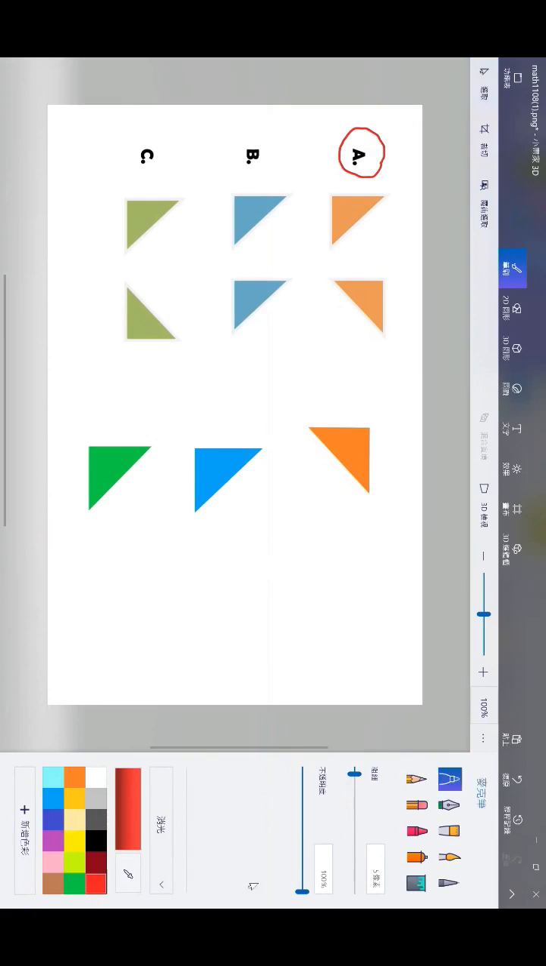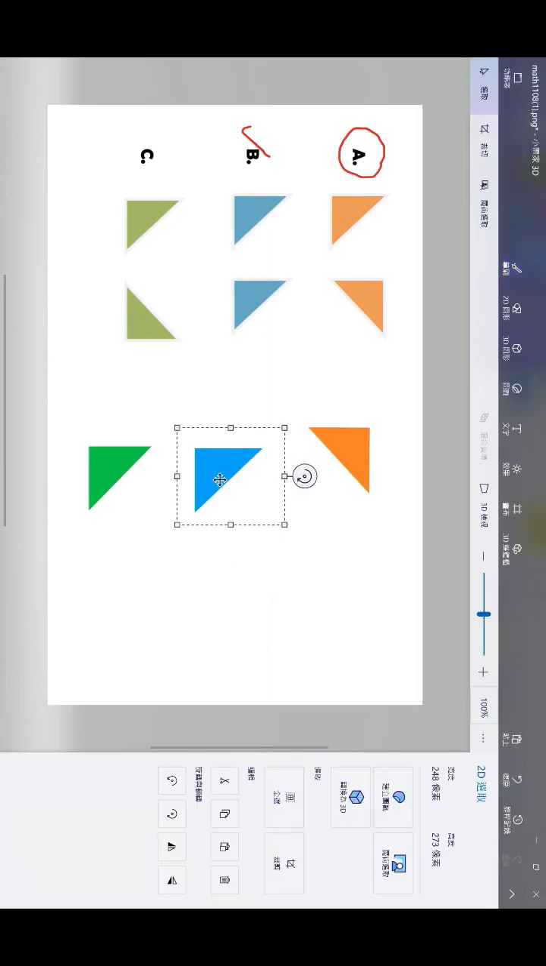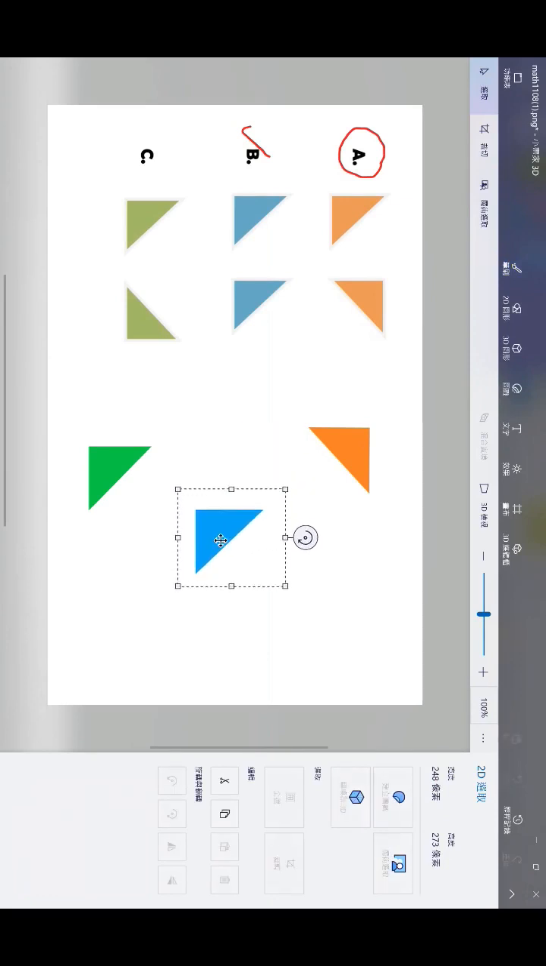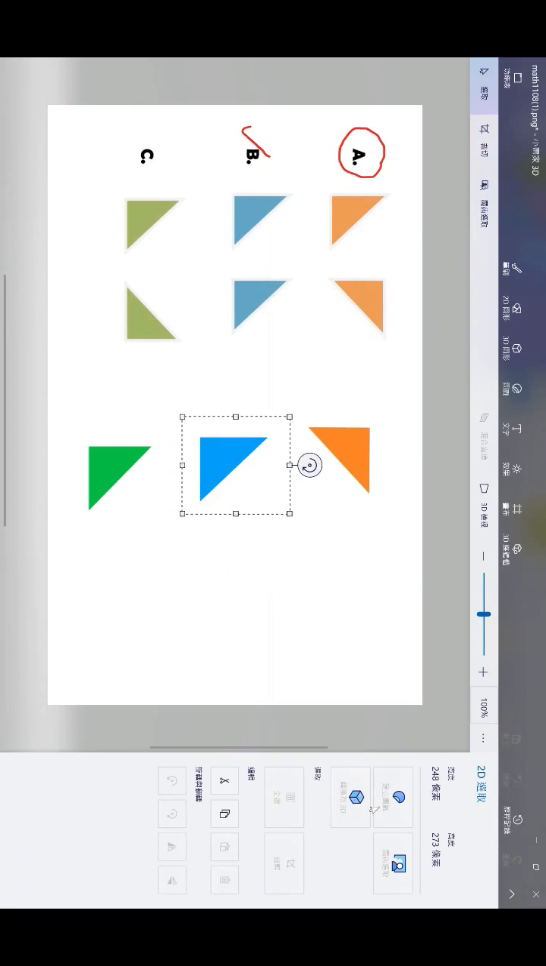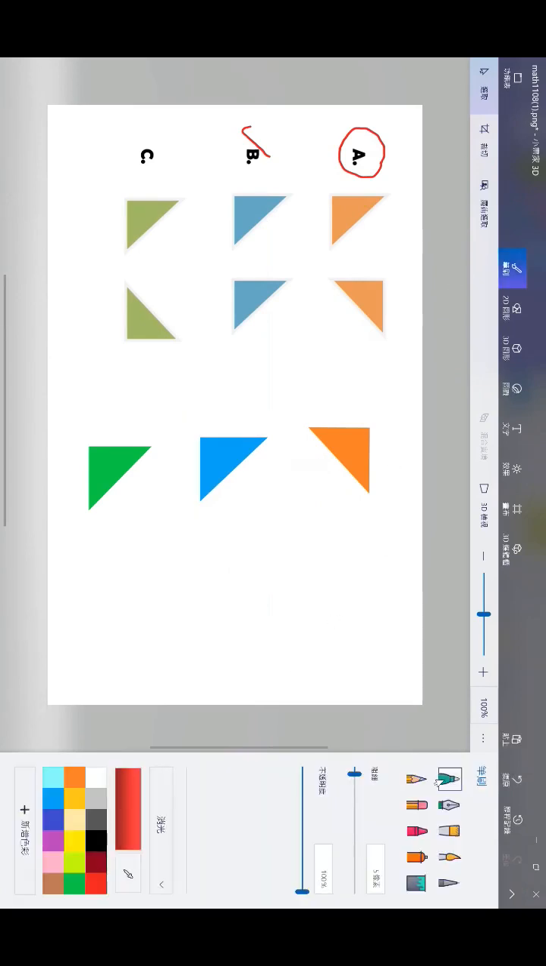Okay, so how about option B? It is a blue triangle. How can we make this triangle look the same as the triangle on the right? Yes, we just need to slide it. We don't need to flip or rotate it. So instead of a turning action, this is a slide action.